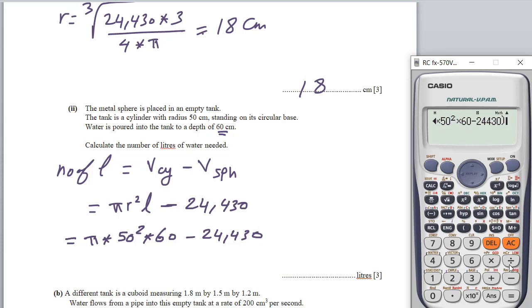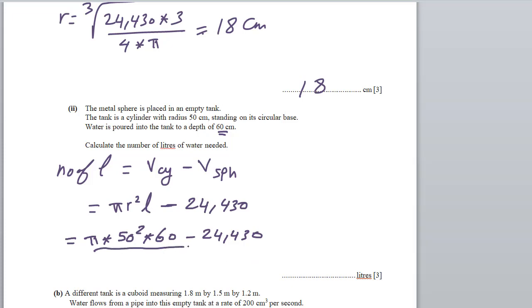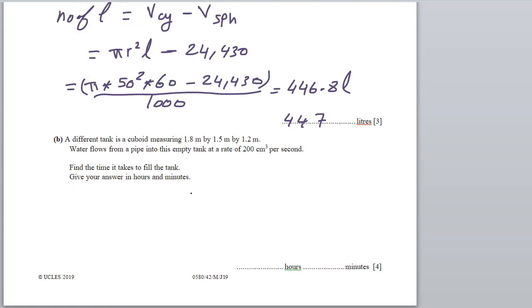So this is the value in centimeter cube, and dividing it by 1000 converts it to liters. So 446.8 divided by 1000 is equal to 446.8 liters. So 7 liters. Okay.